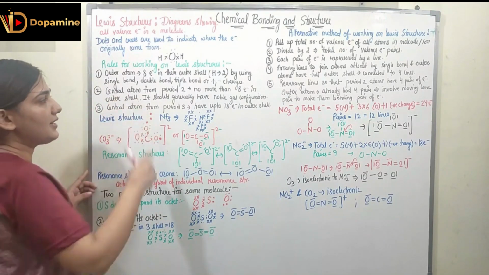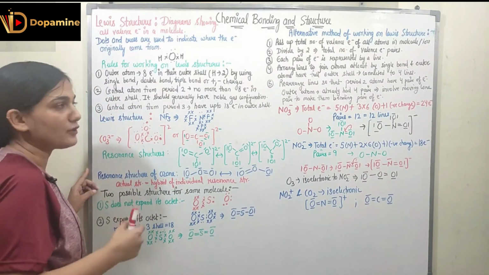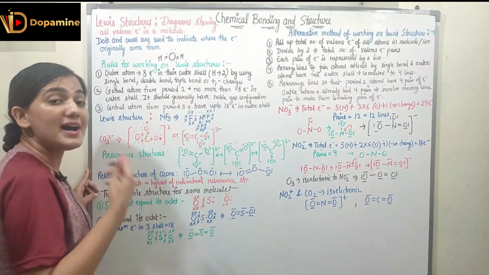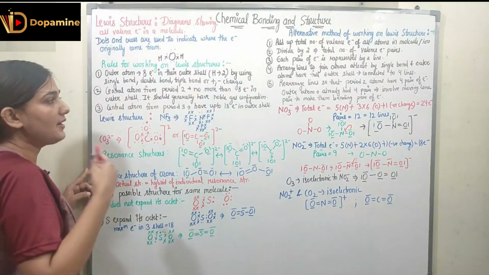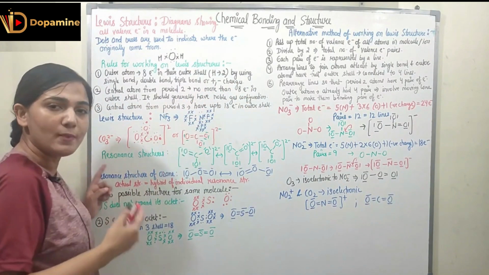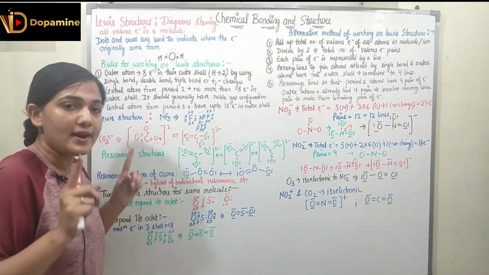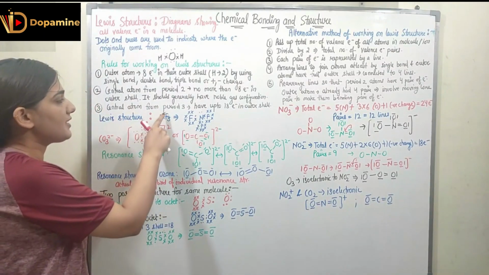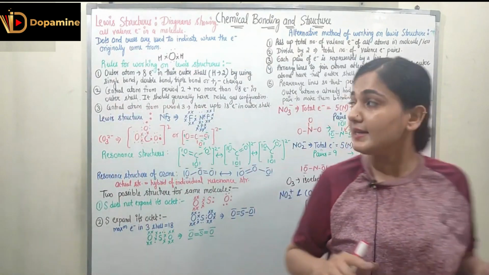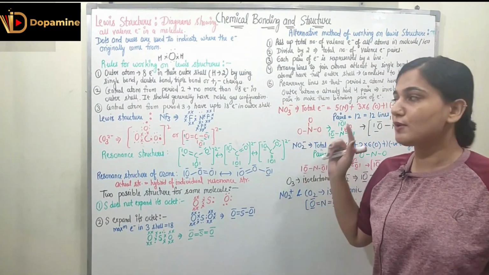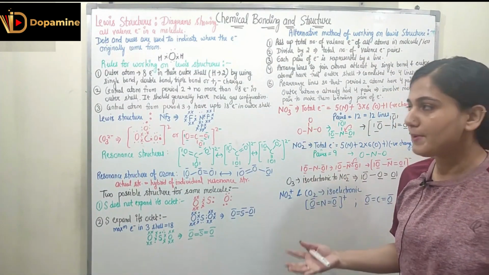Then the central atom. If the central atom belongs to period 2, it must not have more than 8 electrons in the outer shell. It should generally have the noble gas configuration. Whereas if the central atom is from period 3, it can have up to 18 electrons in the outer shell. I will be showing different examples to you.